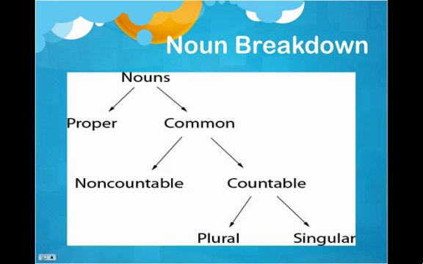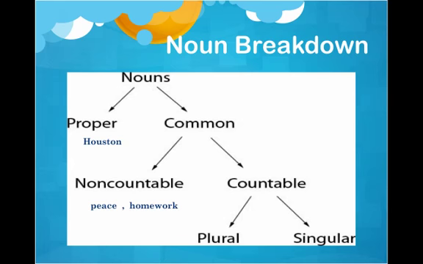This is from chapter 12. It's another way to think about nouns. If we start at the top, we can break nouns down into proper or common. Proper nouns are things like Houston. Why do we care about this? It's a matter of punctuation. Students are taught as early as first and second grade that you need to capitalize proper nouns, people's names, place names. We can subdivide our common nouns into non-countable and countable.